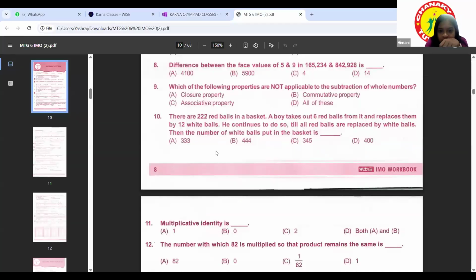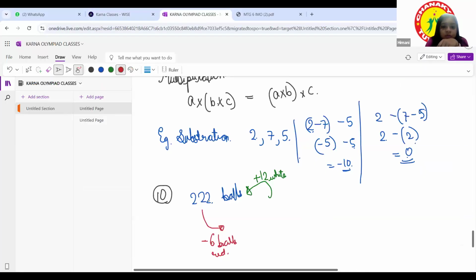Fine. And initially there were 222, but of which color? They were red only. So you can write this as red only.